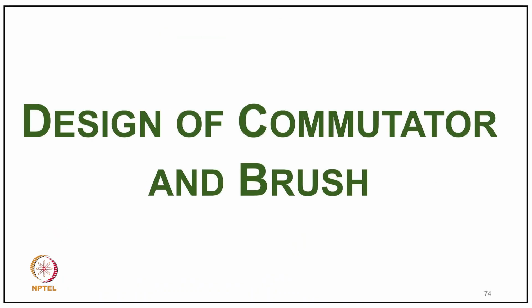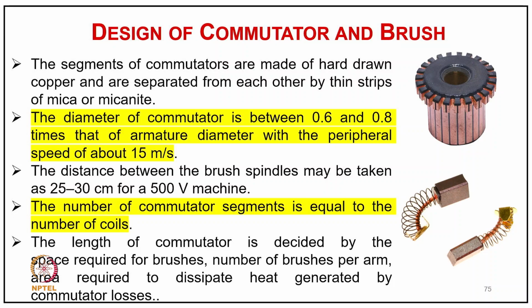Now coming to the design of commutator and brushes, as you can see in the diagram how brush and commutator look. The segments of the commutator are made of hard drawn copper and are separated from each other by thin strips of mica or micanite, and the diameter of the commutator is between 0.6 and 0.8 times that of the armature diameter, with a peripheral speed of about 15 meter per second. The distance between the brush spindles may be taken as 25 to 30 centimeter for a 500 volt machine. The number of commutator segments is equal to the number of coils. The length of the commutator is decided by the space required for brushes, the number of brushes per arm, and the area required to dissipate heat generated by the commutator losses.